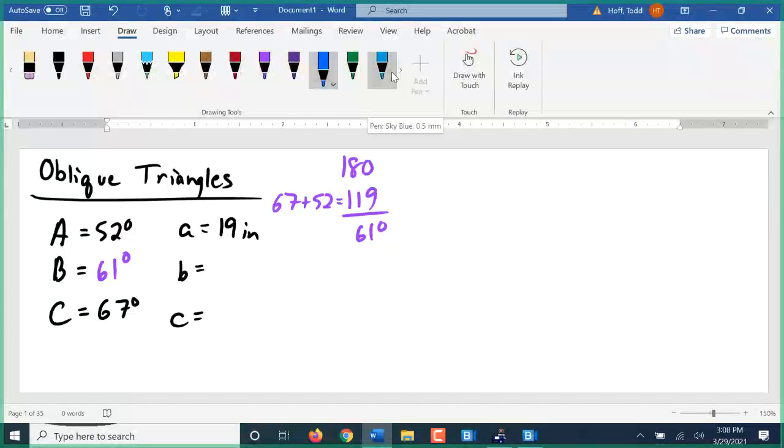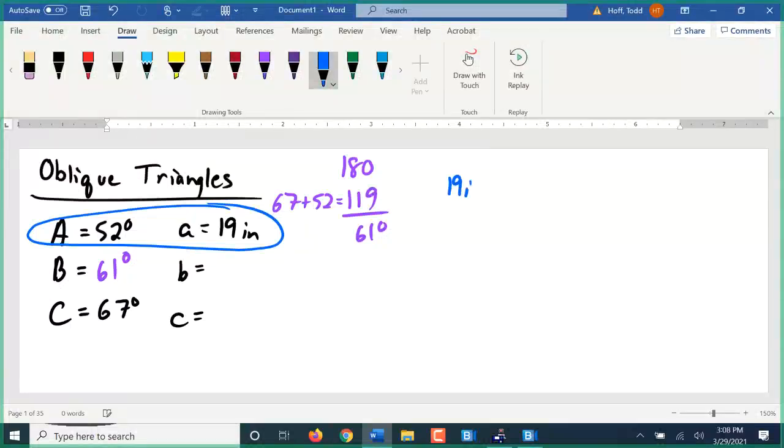Now, what's the one thing we need in order to start finding our missing sides? A side and the size of the corresponding opposite angle. Here we have that for A. We have side A and we have angle A. So it'll be 19 inches over the sine of angle A, which is 52 degrees. You guys pick, which side do we want to find first, B or C?